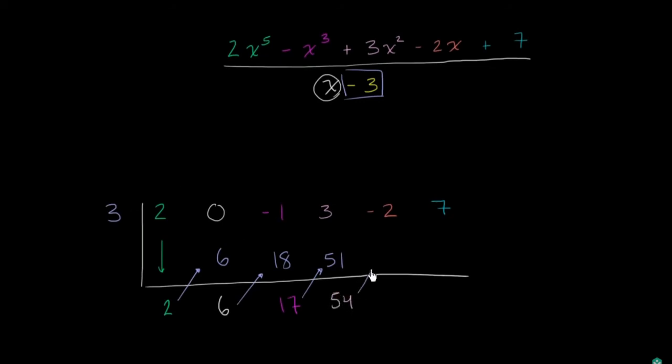The numbers are getting kind of large now. So that's going to be what? 50 times 3 is 150. 4 times 3 is 12. So this is going to be 162. Negative 2 plus 162 is 160. And then finally, 160 times 3 is going to be 480. And you add 480 to 7, you get 487.